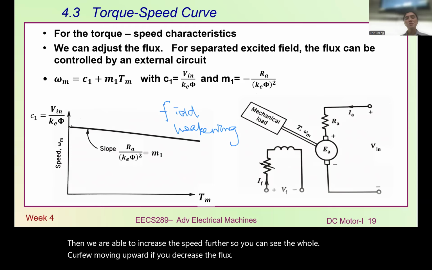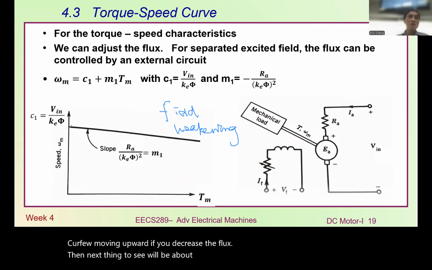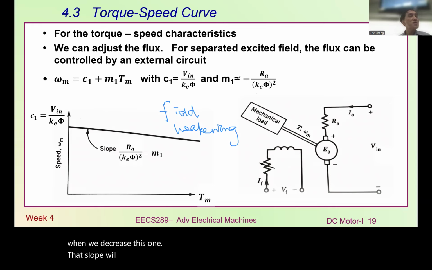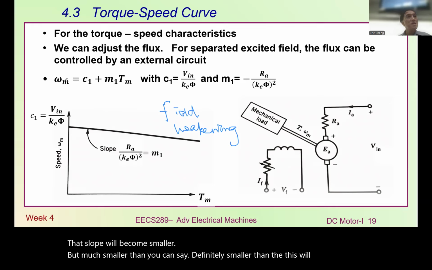The next thing to see will be about the torque. What you say is right. You can see here, when we decrease this one, the slope will become smaller, right? Much smaller. Then you can say, oh, that is smaller, then this will become lower, right, in freeway.